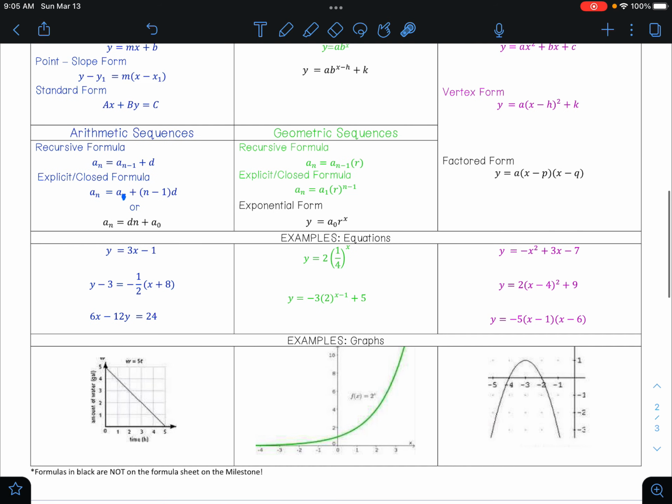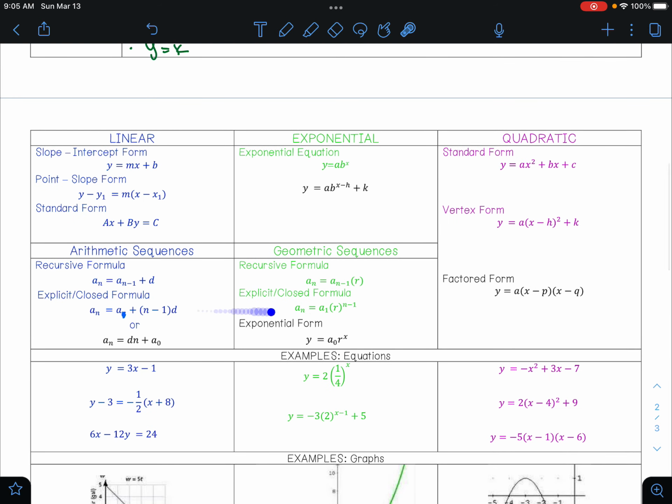Any formulas that are in black here are not given to you on the formula sheet that you'll be able to use on the milestone. So if you're looking at these top places up here, anything in black is not listed on the formula sheet for the milestone, but everything else that is in a color is.